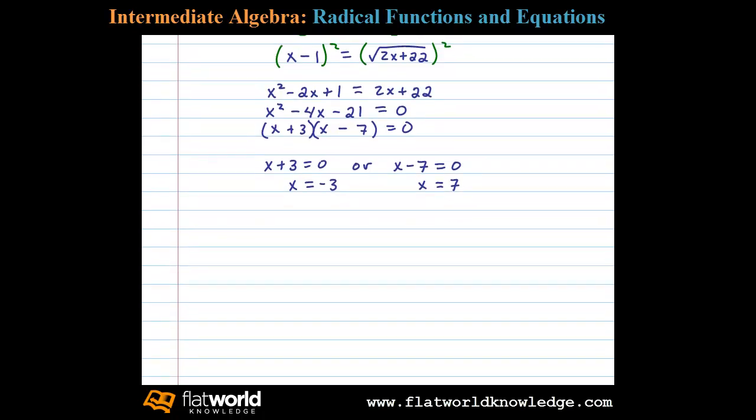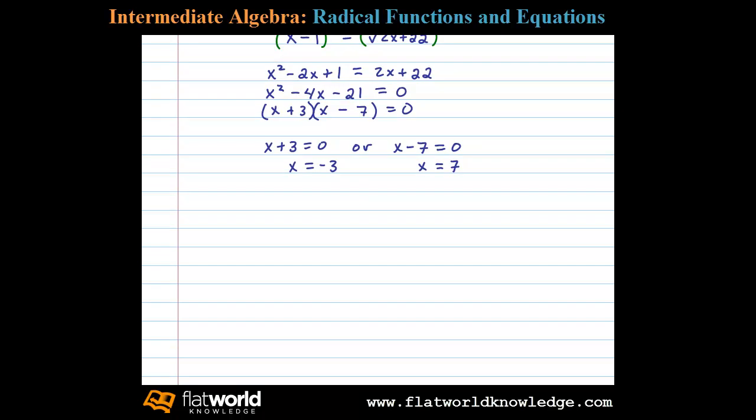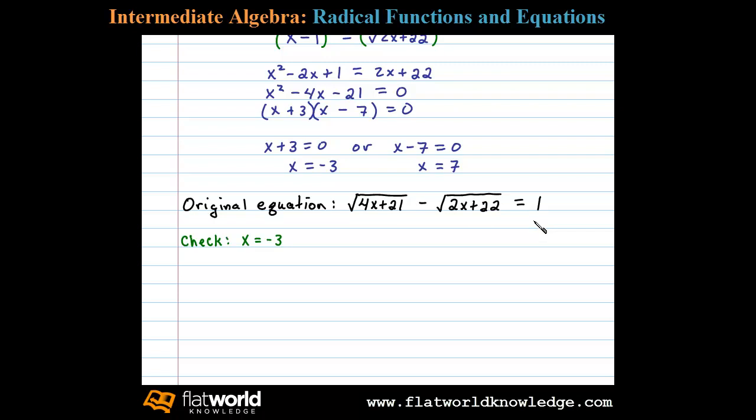Okay, now let's remember that we have to check these. And so recall the original equation, because here we're going to substitute x equals negative 3 and see if we get out negative 1, or positive 1, I suppose. Substituting in negative 3, we have 4 times negative 3, which is negative 12. Negative 12 plus 21 will leave us with 9. So we have the square root of 9 minus 2 times negative 3 is negative 6. Negative 6 plus 22 is 16.